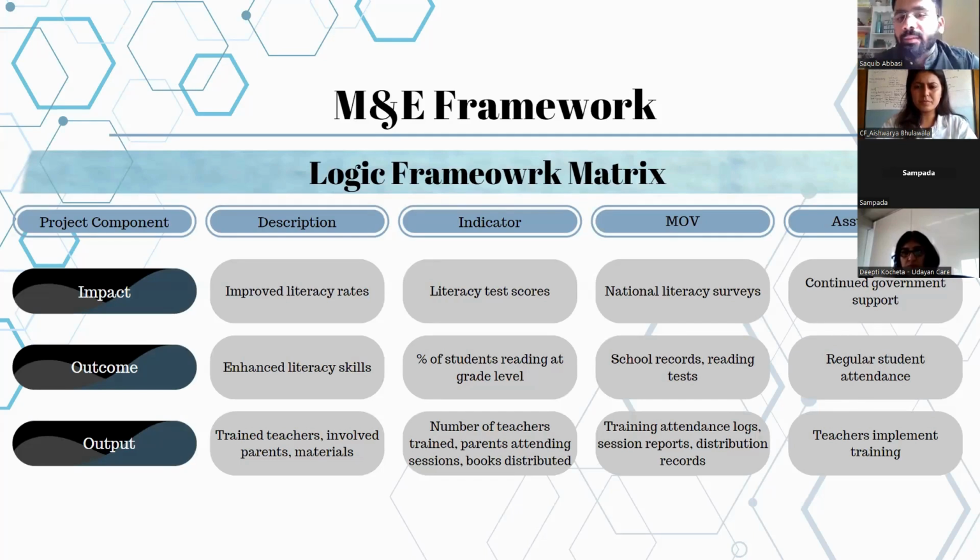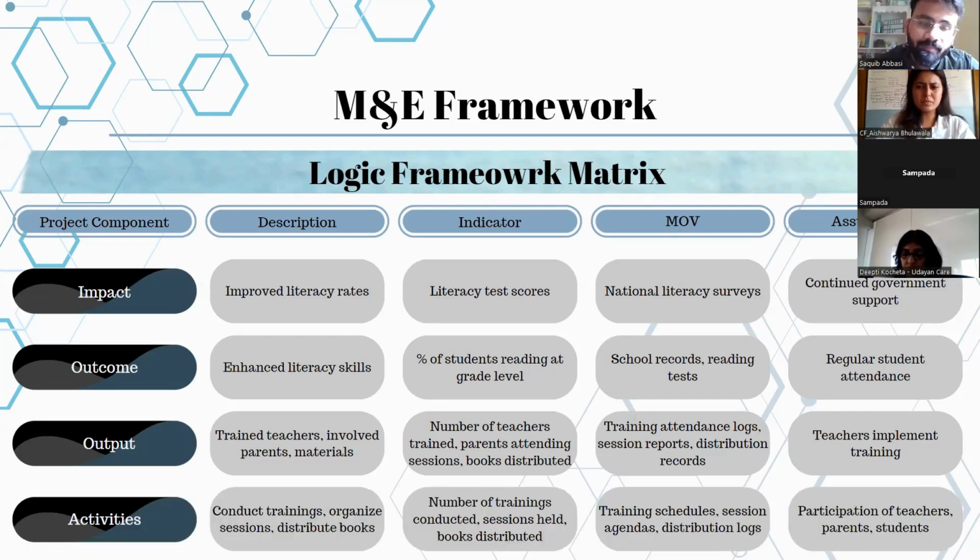So a few possible indicators for this can be the number of teachers that are actually trained, right? The number or percent of parents that are attending the sessions, and how many resources we were actually able to distribute against the number of resources that were required. A means of verification for this can be training attendance, session reports, and distribution records. For this to happen, one assumption that we are operating on is that whatever training we are doing, teachers are implementing those trainings, right?